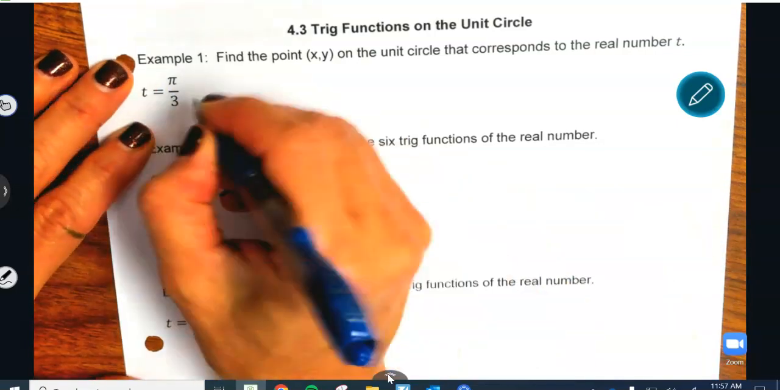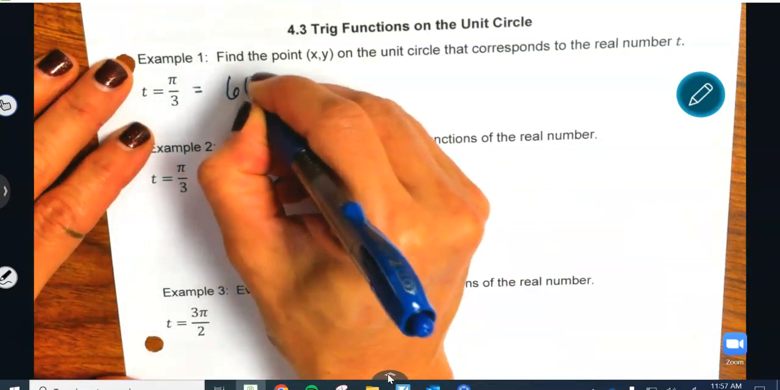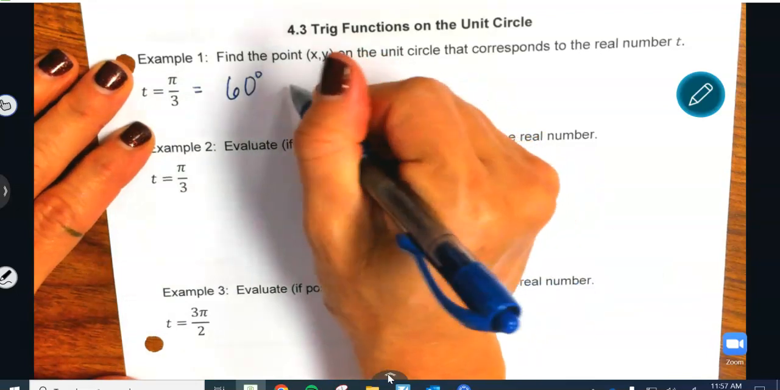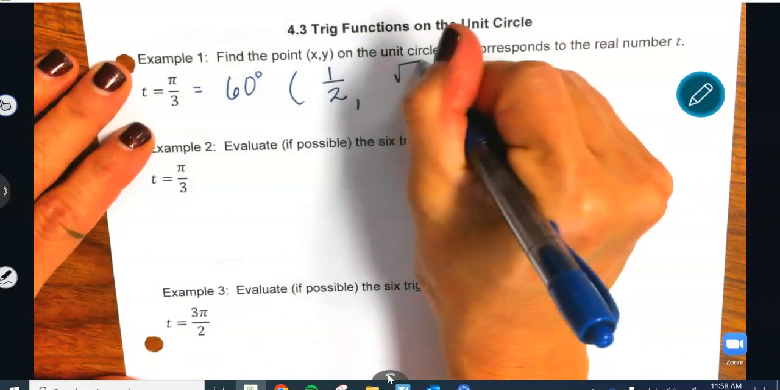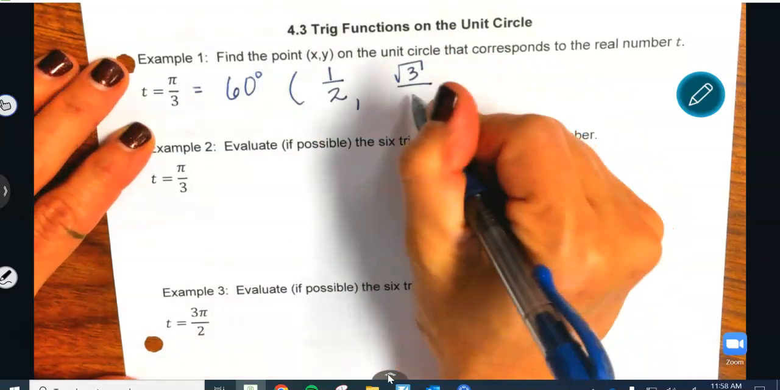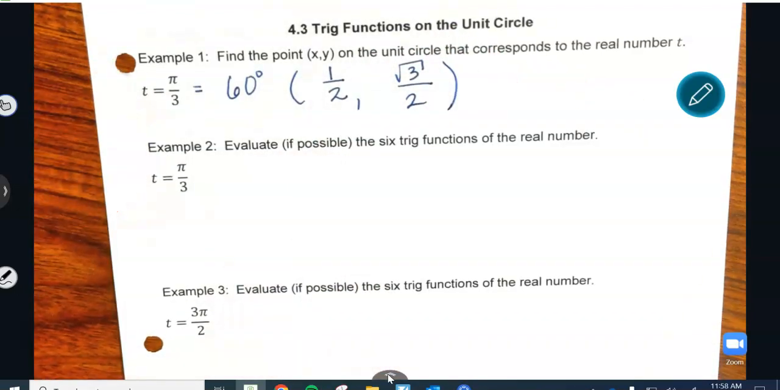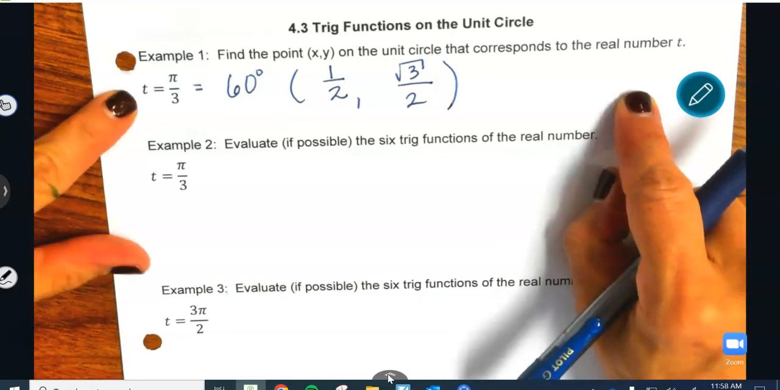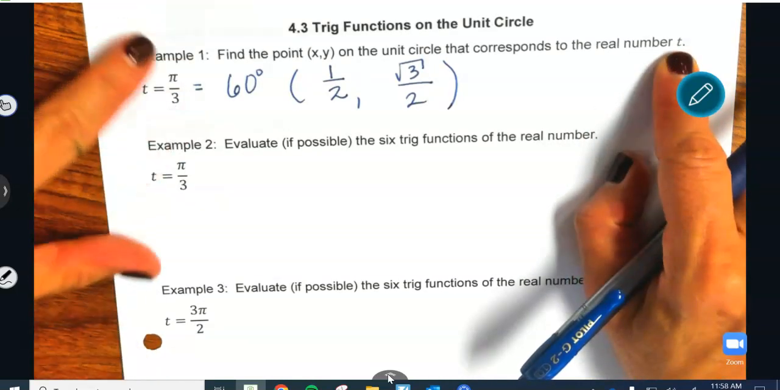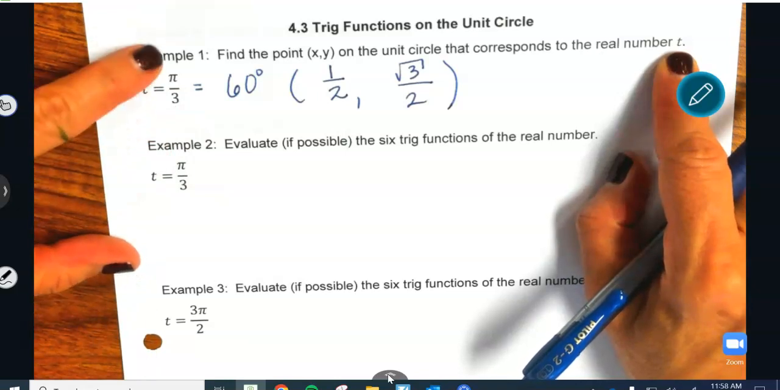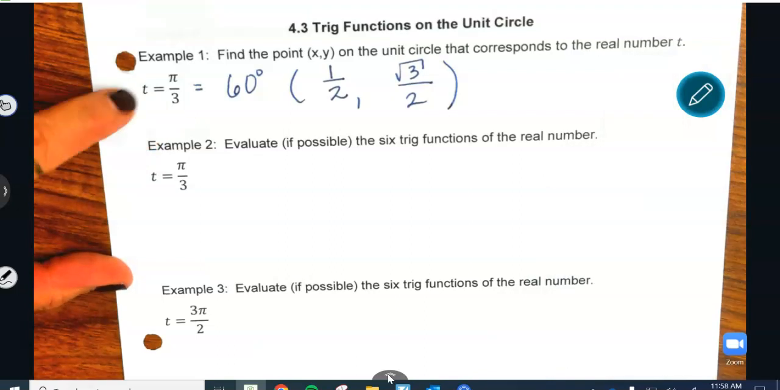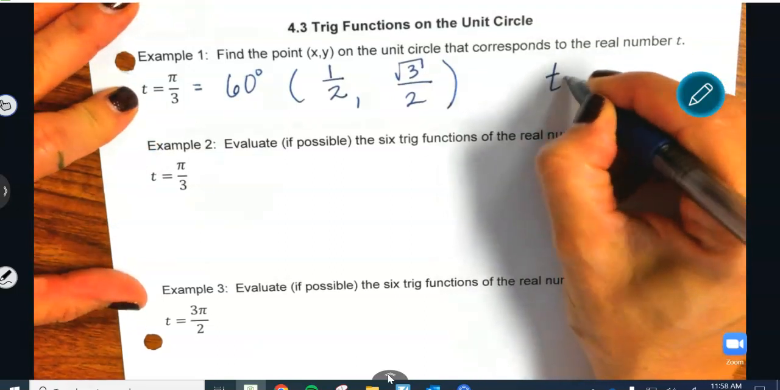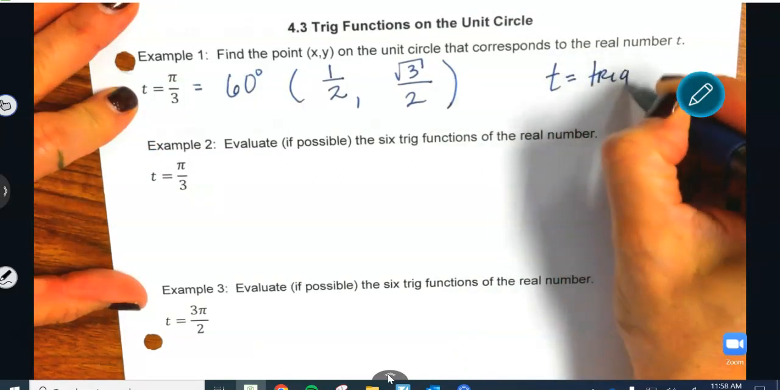So remember, pi over 3 is the same thing as 60 degrees. Remember, if it starts in a 3, I know the first coordinate is 1 over 2, and the second coordinate is root 3 over 2. So I know that's the point that corresponds to this real number t that has the radians of pi over 3. Now remember, we're going to consider t to be a trig function.